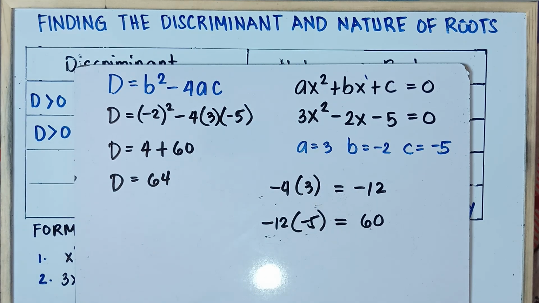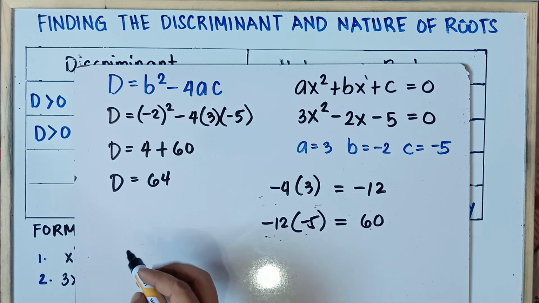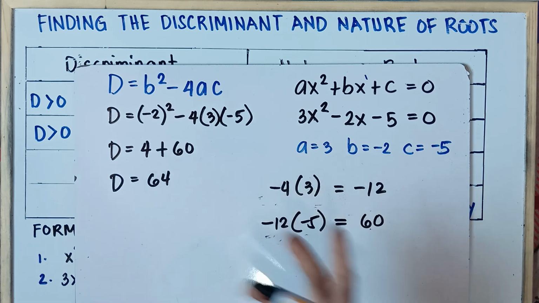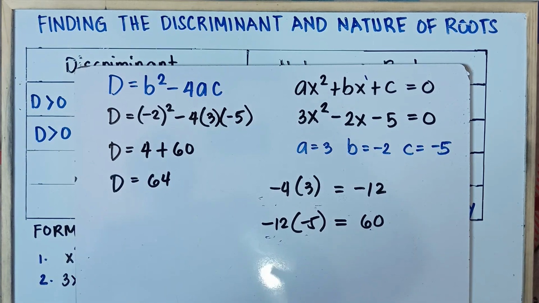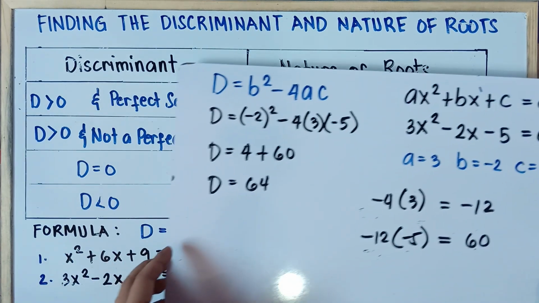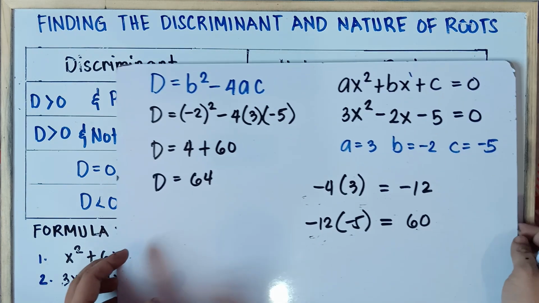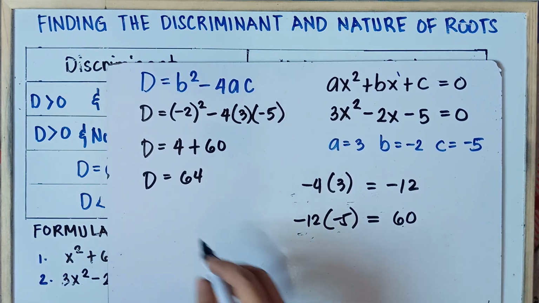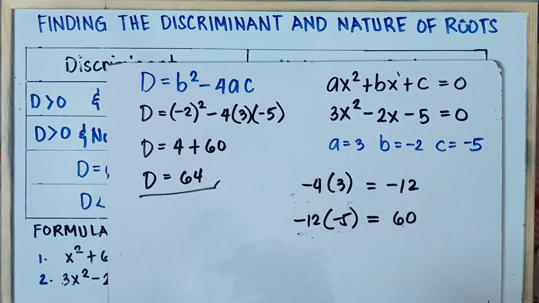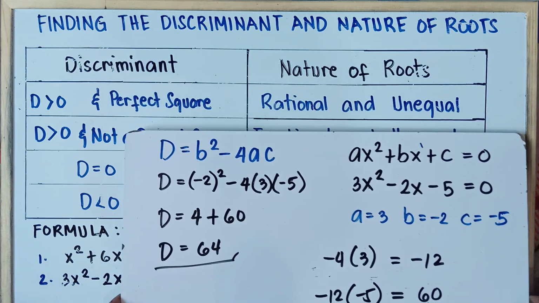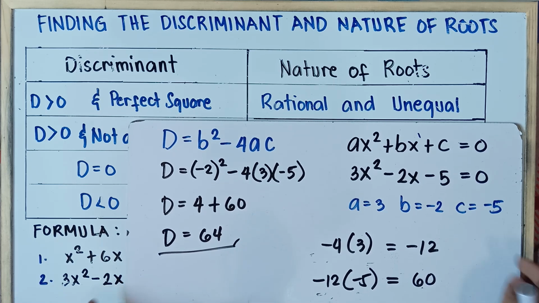Alright, so is our discriminant greater than 0, less than 0, or equal to 0? That's correct. Our discriminant is greater than 0. 64 is greater than 0. Now, next question. Is our discriminant a perfect square or not a perfect square? That's correct. 64 is a perfect square because the square root of 64 is 8. Okay, once again, 64 is a perfect square. So therefore, class, the nature of roots would be rational and unequal.